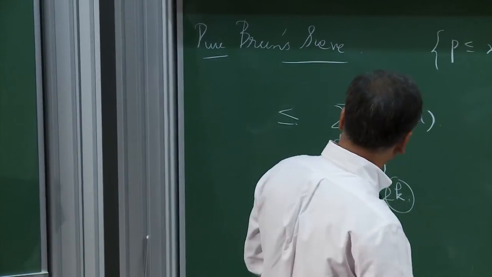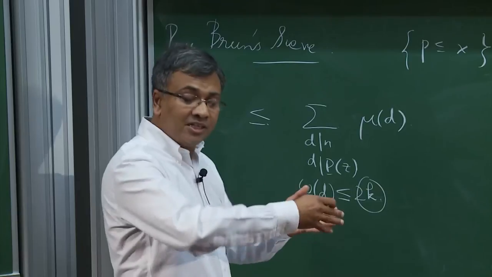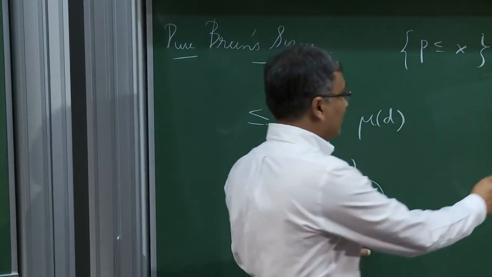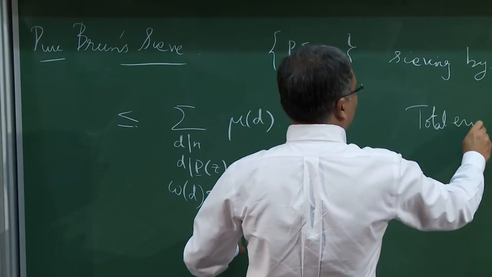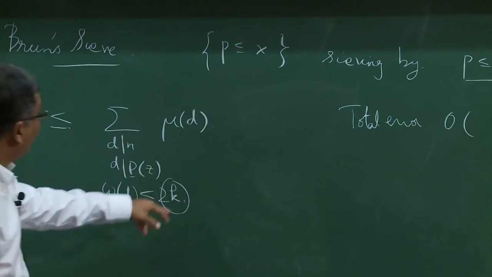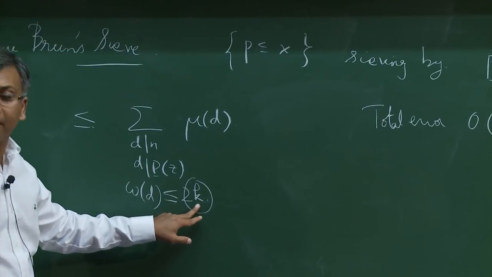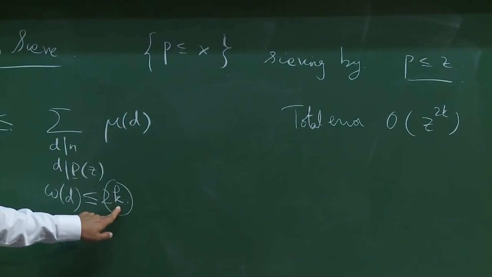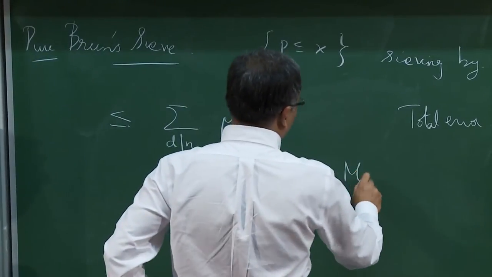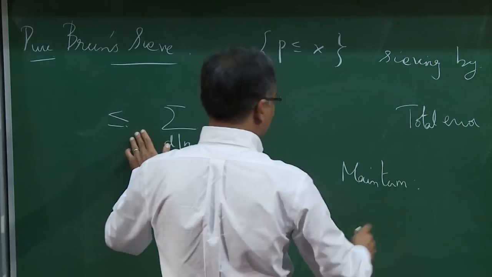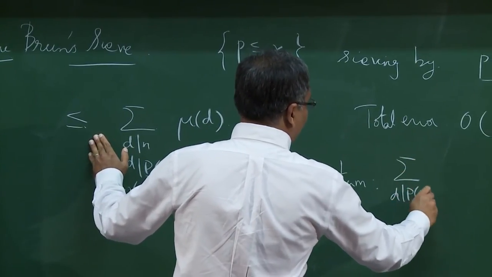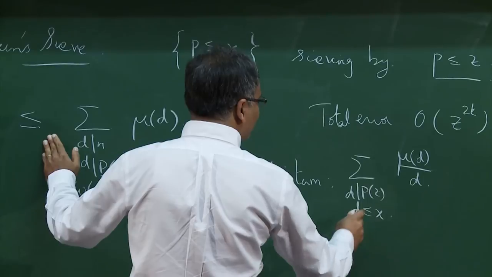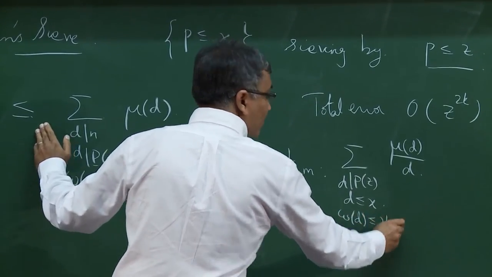So now there are two balancing forces when you carry this argument out. One is at each stage in the sieve, when you have your d's, you have an error term which is of size big O of 1 in this case. So the total error that you have in the sieve will be on the order of, say, the number of integers up to x, all of which have at most 2k prime factors, all of the prime factors going up to z. So it's at most z to the 2k, taking a very crude bound for this. And then there's going to be a main term, which is going to look like the sum over d dividing P of z, d at most x, of mu of d over d. And well, this condition maybe is not important. There's still the condition that omega of d is at most 2k, right?